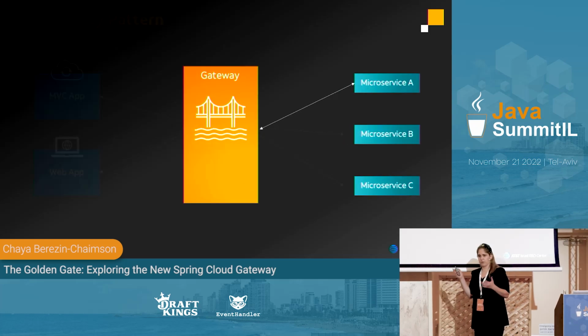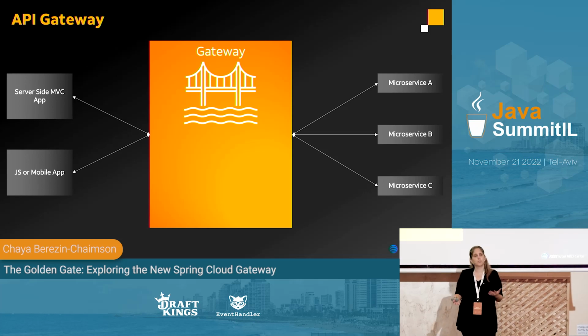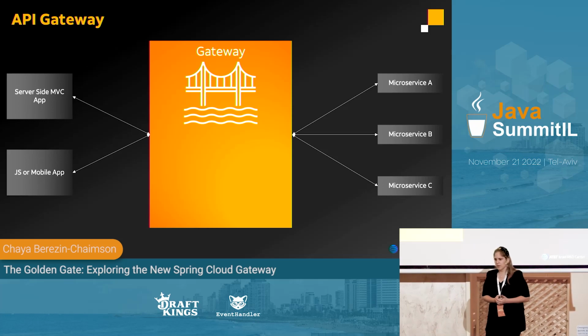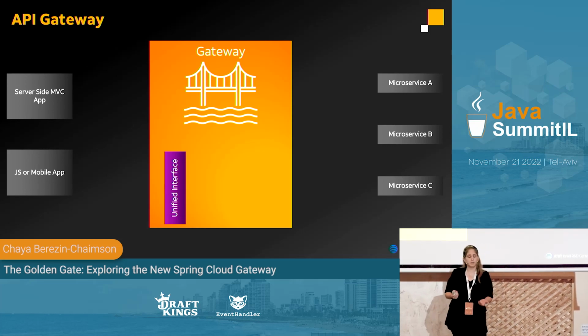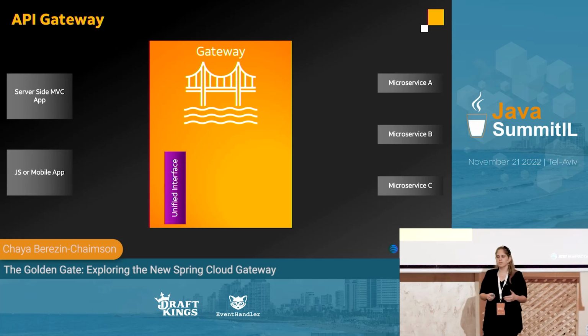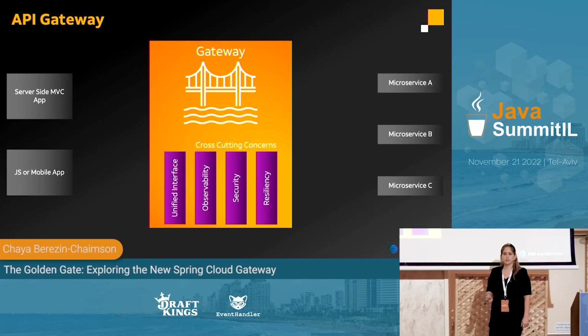Having this gateway component in the middle, functioning somewhat like a proxy, can solve all the challenges that I've stated before. It can provide a unified interface to the client and hide the internal microservices implementation. And we could also implement in this gateway component all the cross-cutting concerns that I've mentioned: the observability, security, and resiliency.